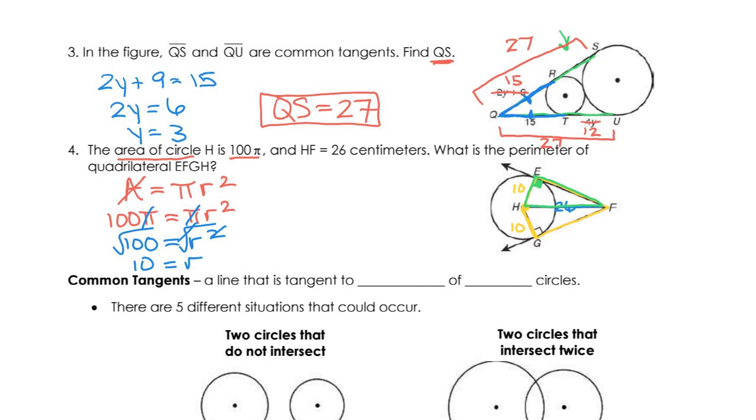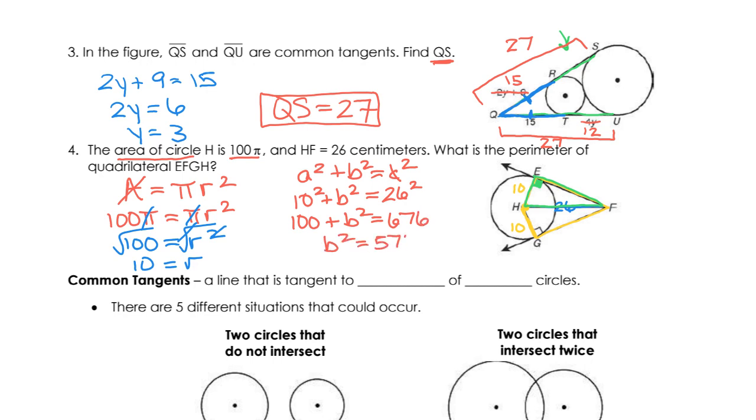So now we're going to go ahead and take Pythagorean theorem. And in that green triangle that I highlighted, 26 has to go in for the hypotenuse, because it's the side across from the right angle. And 10 can go in either for A or B. And we're going to go ahead and solve for that last side of that green right triangle. So we end up with 100 plus B squared equals 26 squared, which is 676. If we subtract 100, we'll get 576.